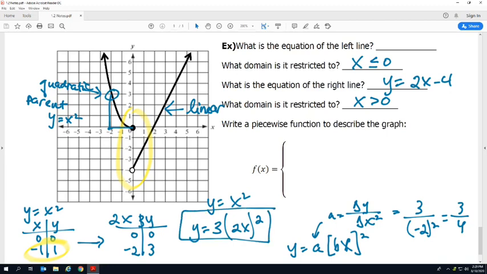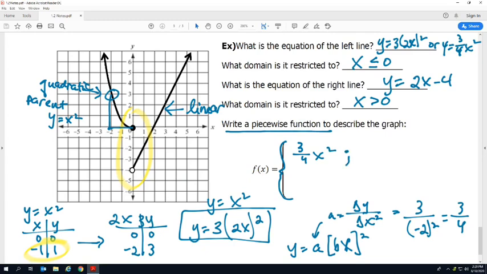y equals 3 over 2 squared times x squared, or you could say y equals 3/4 x squared. They're going to give you the same values. All right, so when you write it as a piecewise function, you say f of x equals, and then you put this little brace right here. You'll write the first one, 3/4 x squared, and you're doing that for all x's less than or equal to 0. And then the other equation is the linear part, so you'll do 2x minus 4, and here you're doing all x's greater than 0. And those are your equations.